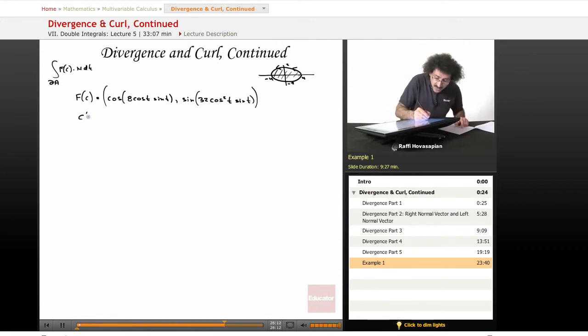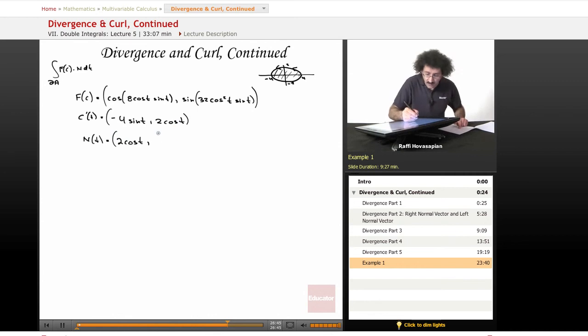Well, we need c prime of t so that we can form n and then take the dot product. So c prime of t is equal to minus 4 sine t and 2 cosine t. Now we form n. Well, n of t, we switch these two and we negate the second. So this equals 2 cosine t, and the second becomes minus minus 4 sine t, so it becomes 4 sine of t.